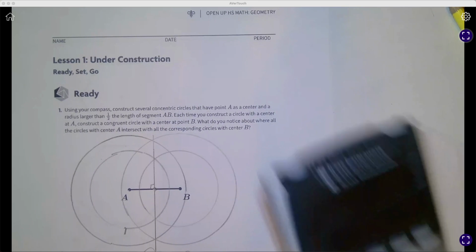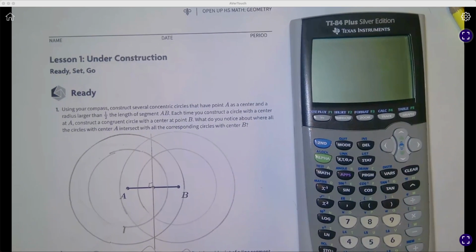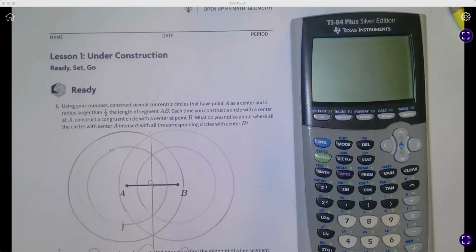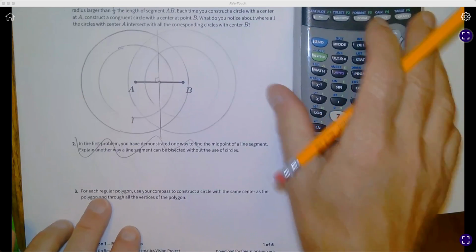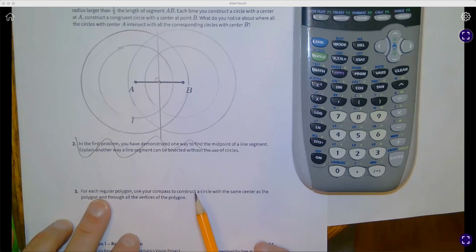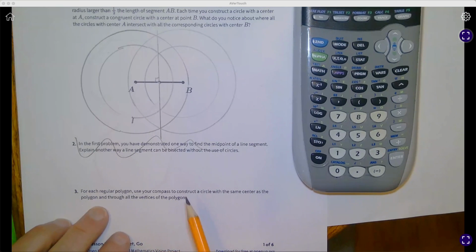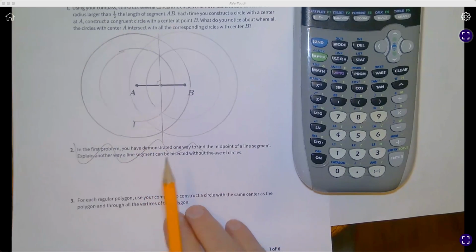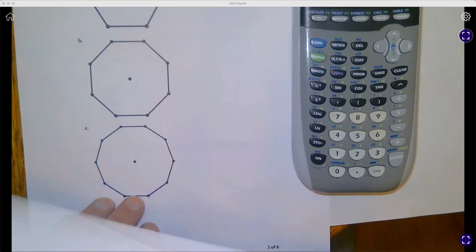We're going to throw problem 3 on the board. For each regular polygon, the word regular implies that the polygons have the same side length. Use your compass to construct a circle with the same center as the polygon and through all the vertices of the polygon. All right, let's do it.